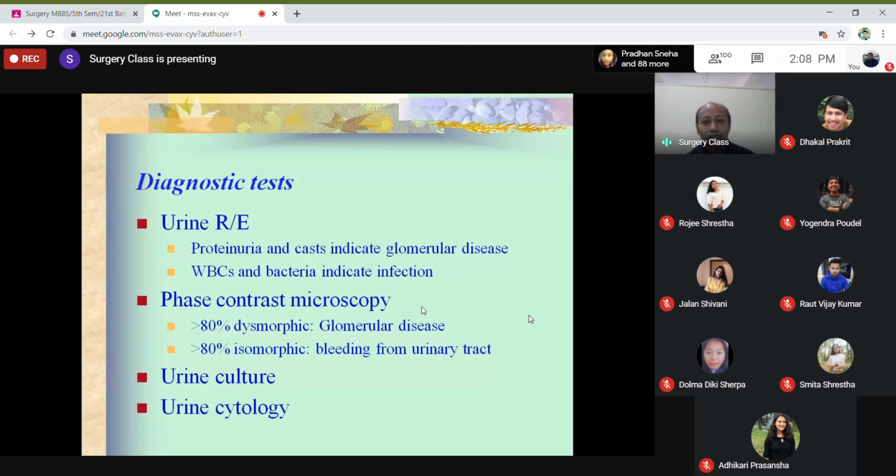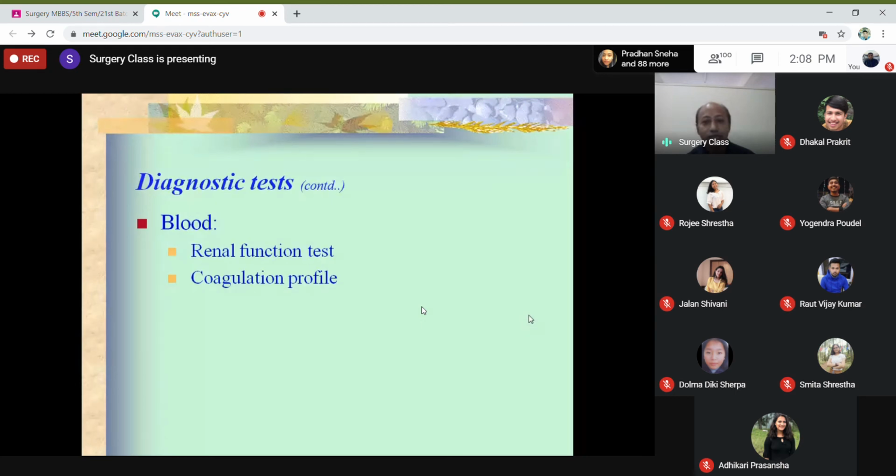Similarly, blood investigations can help you. Deranged renal function tests will tell you the patient is having glomerular disease. Similarly, coagulation profile: if there is a deranged coagulation profile, probably this is the cause of hematuria.